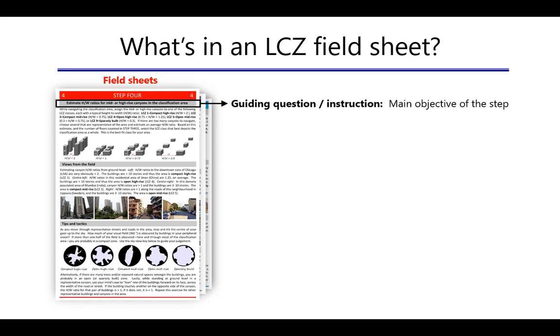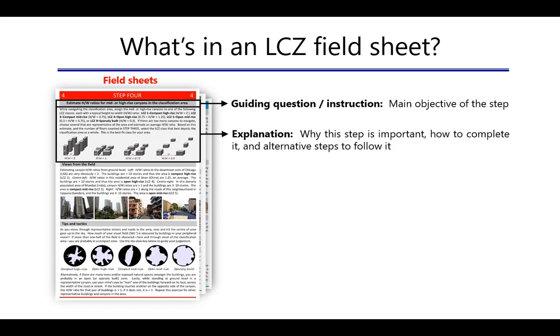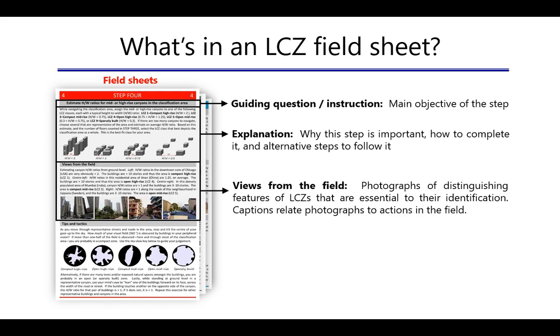At the top of each field sheet is a branding question or instruction that tells us what is the purpose of this step. Below that is an explanation about why that step is important, to give it some context, how we might complete it, and most importantly, what is the next step in that sequence. Following that are some views from the field. These are hand-selected photographs that show physical features of LCZs which are directly associated with the actions and decisions that are required to reach an acceptable determination of the class that we're in.